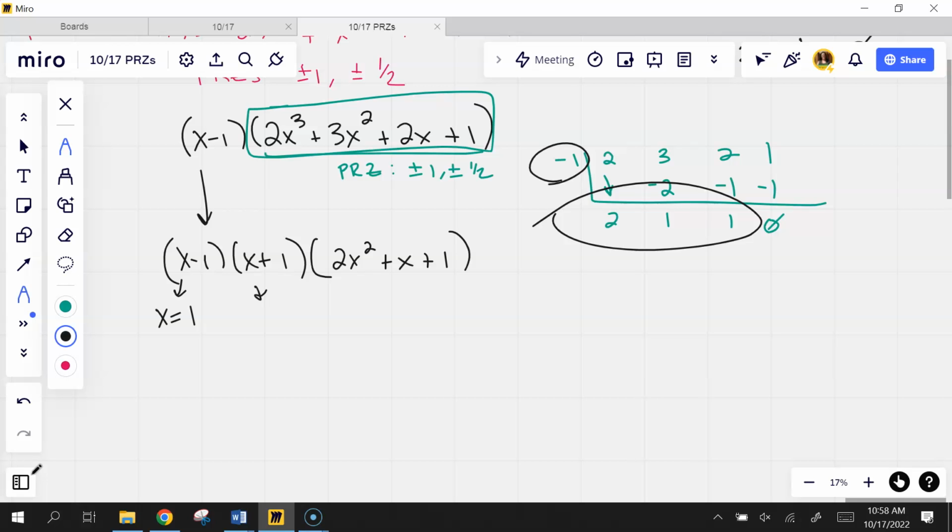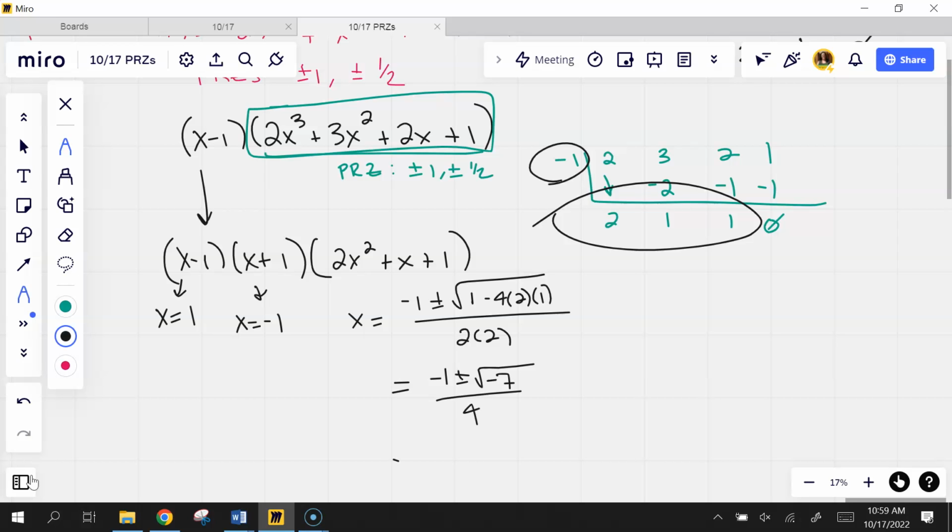Yes, we do, because it's a quadratic. B squared minus 4 times A times C. I spy a complex solution, an imaginary solution. 1 minus 8. And it's stuck that way.